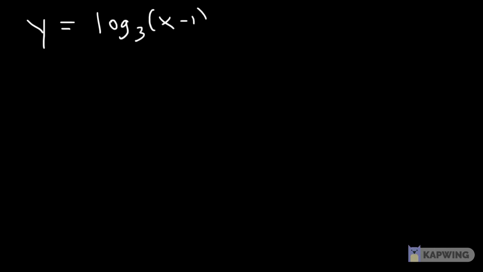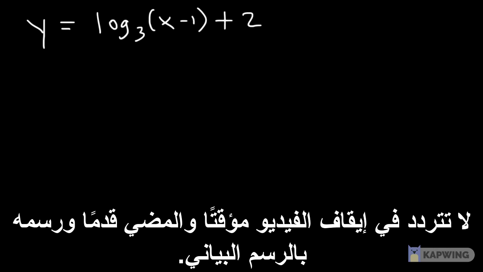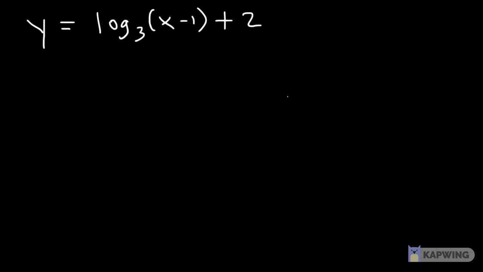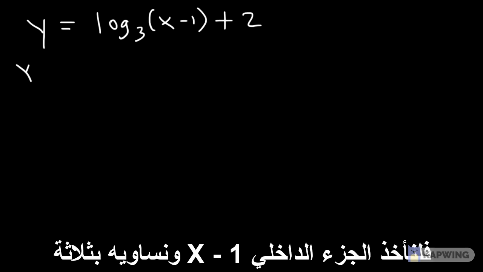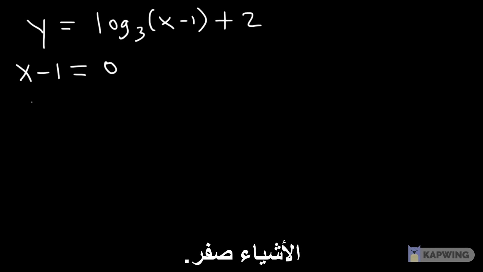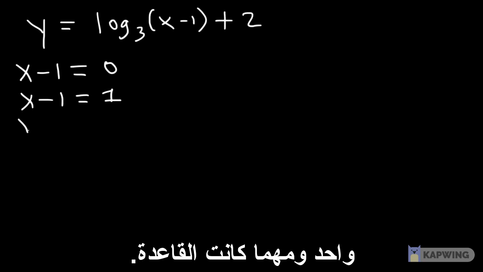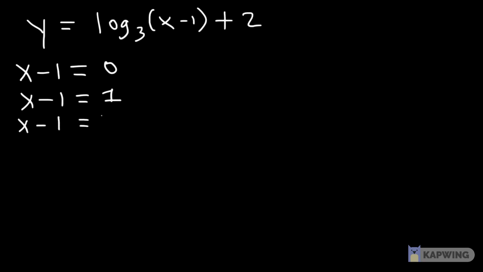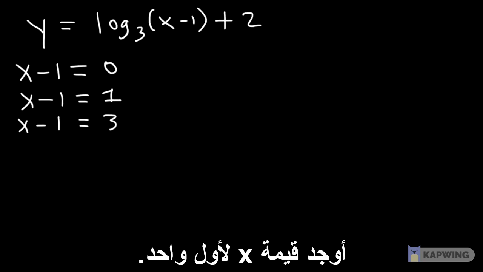Here's another one that you could try. Log base 3 of (x minus 1) plus 2. Feel free to pause the video and go ahead and graph it. So let's take the inside part, x minus 1, and let's set it equal to 3 things: 0, 1, and whatever the base is. In this case, the base is 3. And find the value of x.